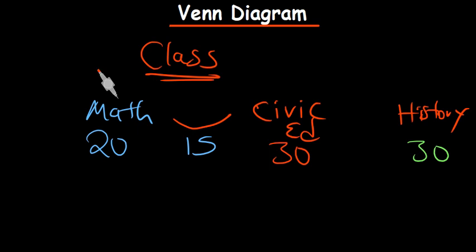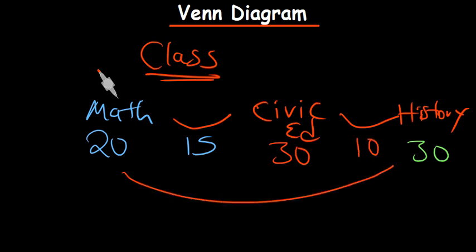How many students are taking civic education and history? You can say 4, or let's say 10. How many students are taking both math and history? You can say 17.